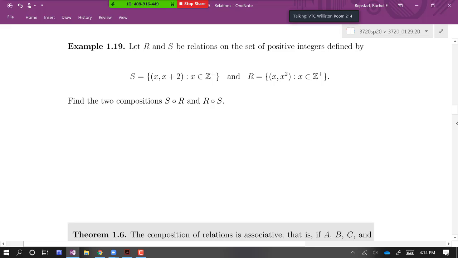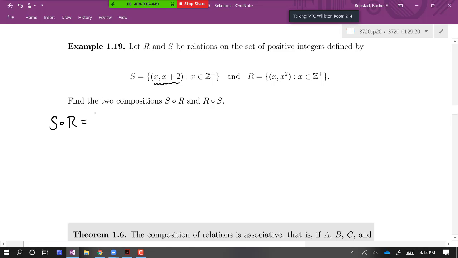We're going to find the two compositions. When we say find the compositions, I mean, can we write them out in the form of a formula like we did here? So S composed with R. Note that because both of these are relations from the positive integers to itself, both compositions are defined. Once I apply one relation, I'm still in the positive integers, and I can apply the other relation to it.